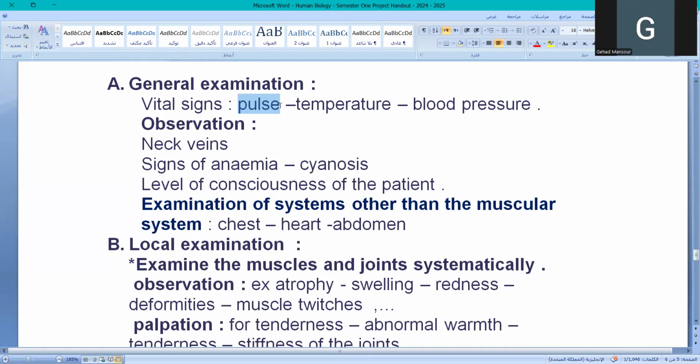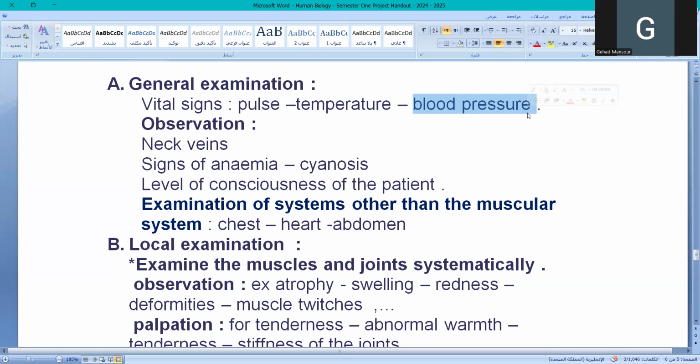So it's not enough to say 80 beats per minute or 70 beats per minute, but you should also give a comment about the rhythm, meaning is it regular or irregular. And then the temperature, the core body temperature was found to be 37.4, for example, and the blood pressure was found to be 130/90.